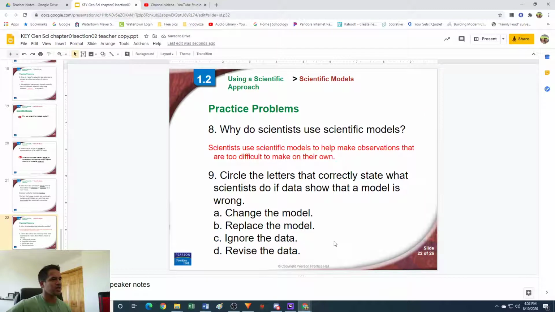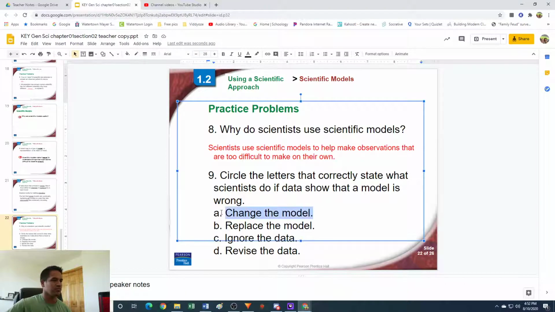All right, last question, number 9. Circle the letters that correctly state what scientists do if data show that a model is wrong. So which of these can we do if our model is wrong? Change the model. Yep, 100%. No doubt. Yep, if your model's wrong, you can change it. Replace the model. Totally. If your model's wrong, yeah, replace it with a better one that's not wrong, right? Or that's correct.